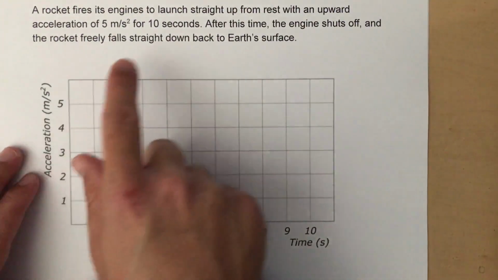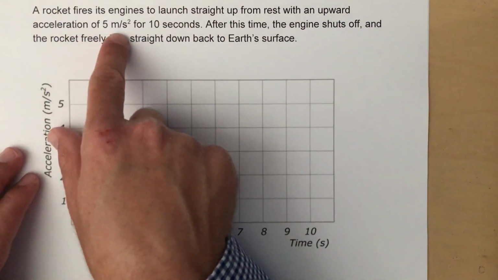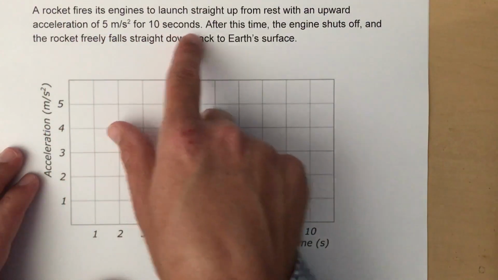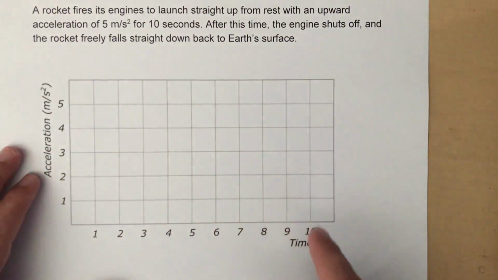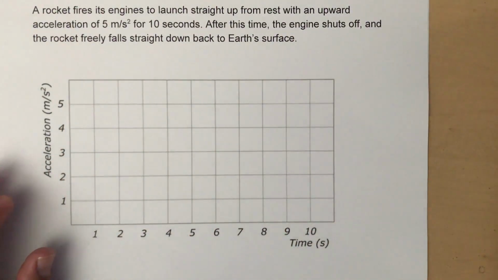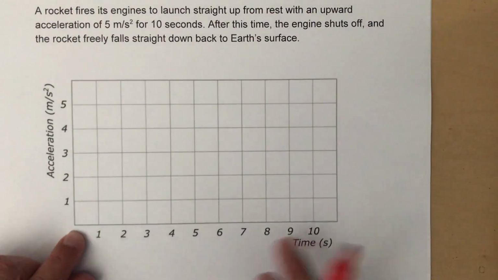So they tell us that a rocket fires its engine to launch straight up from rest with an upward acceleration of 5 meters per second squared for 10 seconds. After this time, the engine shuts off and the rocket freely falls back down to the Earth's surface. So they say here first, and I didn't include the instructions on here, but on your page it will say sketch a graph of the acceleration as a function of time from t equals 0 seconds to 10 seconds.